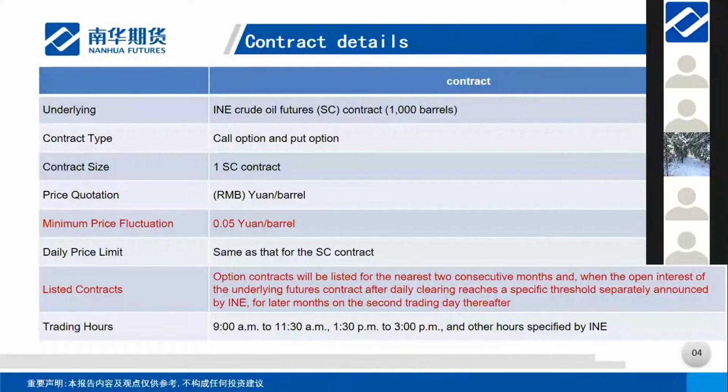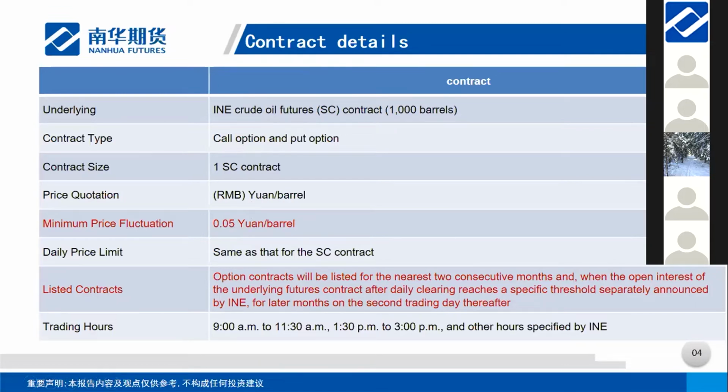Okay, the graph on the screen shows the detailed contract of the option. So let's just quickly go through it. The underlying asset is the INE crude oil futures contract, and contract type includes call and put options. Price quotation is in yuan per barrel. The next row which I highlight here is minimum price fluctuation, which is 0.05 yuan per barrel.